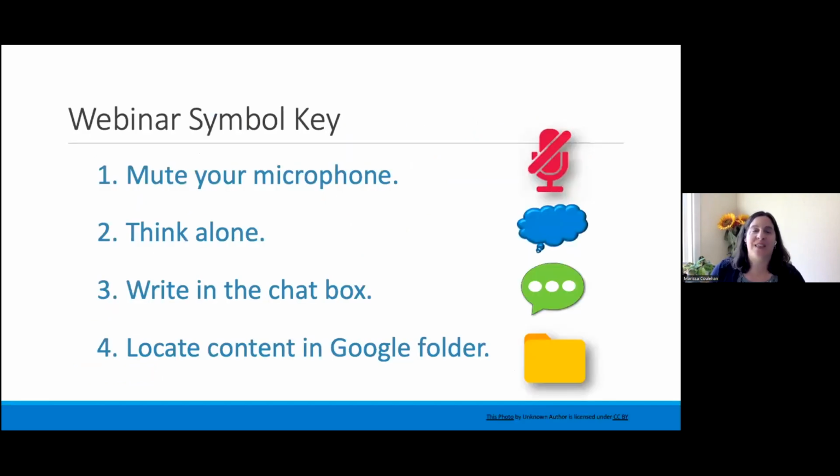As you might be familiar with these webinars, these are the symbols. We ask you to mute your microphone. If you see that little thought bubble, that means it's time to pause, reflect, and think alone. That will happen a couple of times today. At the very end of the session, you will have an opportunity to write in the chat box. Please don't write in the chat box right now. I won't be looking at it, and our helpers for the webinar won't be asking questions until the end. And lastly, if you see the folder icon, as Candy mentioned, there are several files in there from this webinar and from many other webinars that you might find familiar.